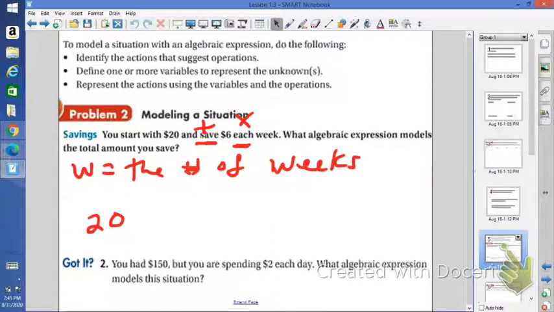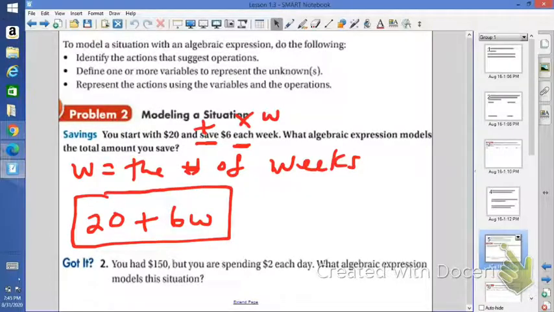So we're going to write that down. We save $6 each week. So save means add. And then $6 each week, so 6 times, and then weeks is our W. So we're going to write 6W. All right, and then this is our algebraic expression.